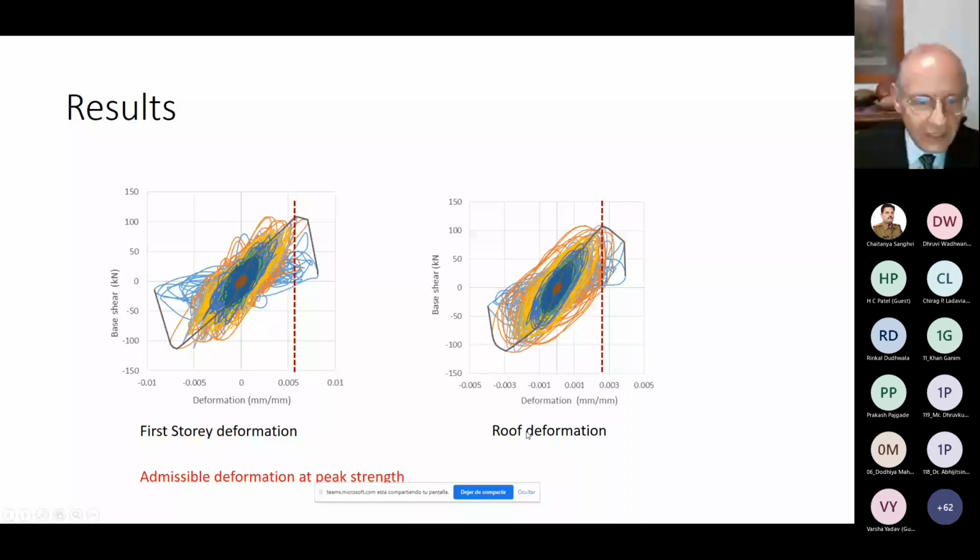And the deformation limits are based on the first floor, or first story, deformation. One important thing is that in our code, we consider that the maximum deformation that is admissible in a structure is the one that corresponds to the peak strength, because after peak strength, the degradation could be quite fast, and so it's not safe to include larger deformations than this one. So this is the standard we used. This is the maximum allowable deformation, and this is the value.